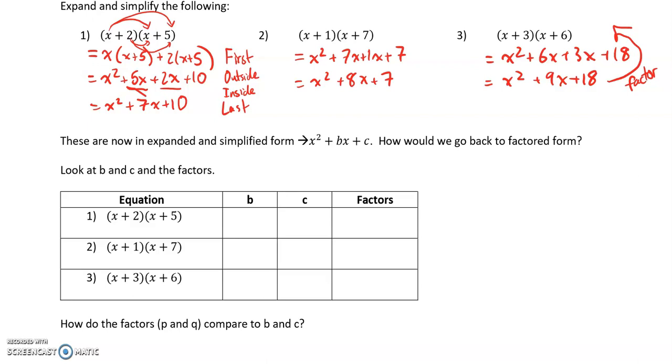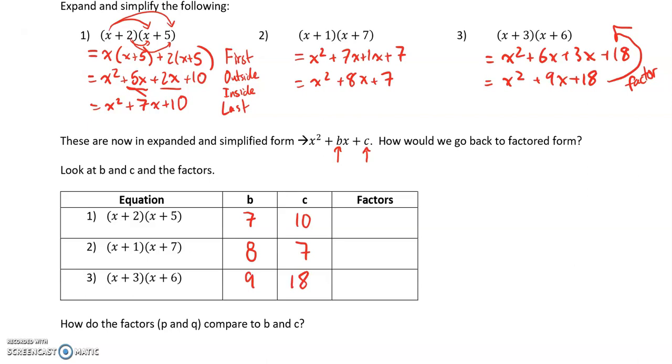that b and c in the first question represent here the coefficient before the x, and then the last number is c. And so in that first one that we expanded out, we had b to be 7 and c was 10. And we could continue that for the other ones we had. For number 2, we had 8 and 7. And for number 3, we had 9 and 18.